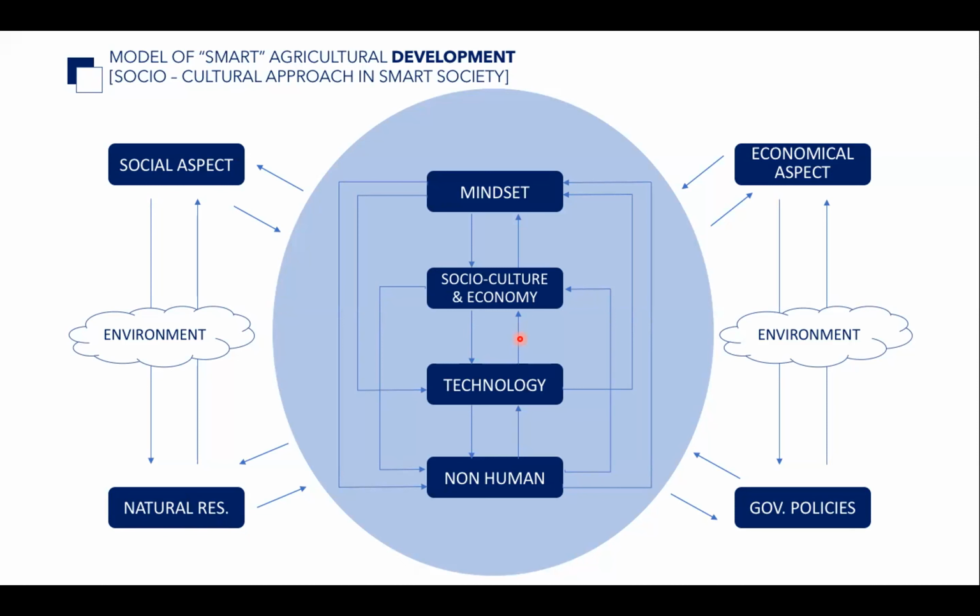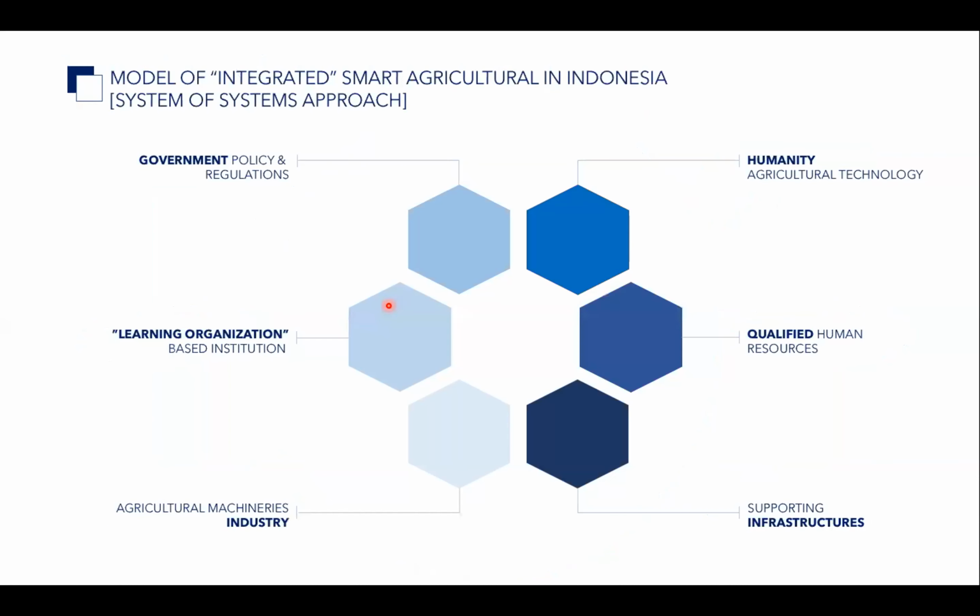And the last is non-human, meaning the infrastructure, physical or non-physical. So at least there are stages when we move from conventional to modern agriculture, to smart agriculture: mindset, social culture, economy, technology, and non-human. There's a model of integrated smart agriculture in Indonesia.